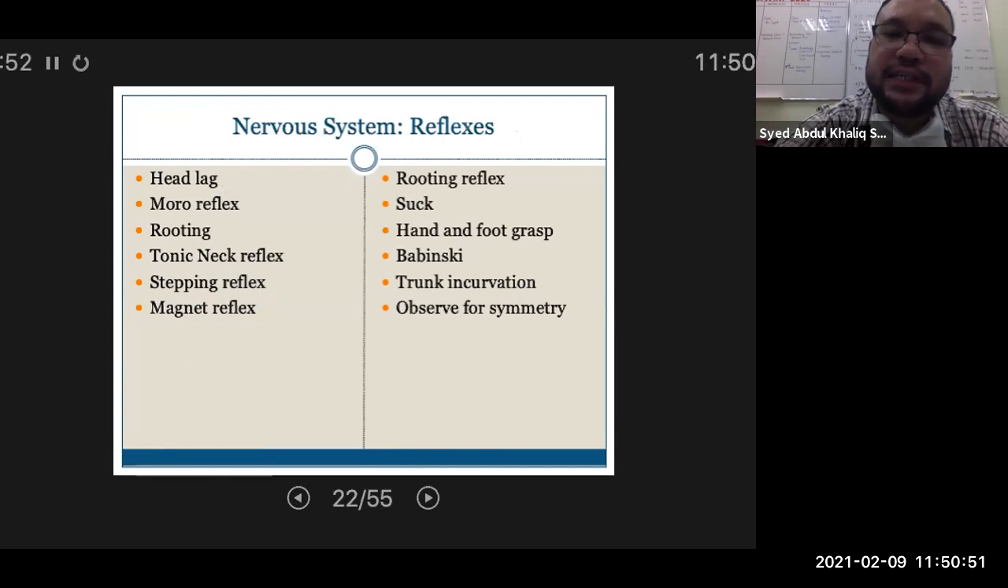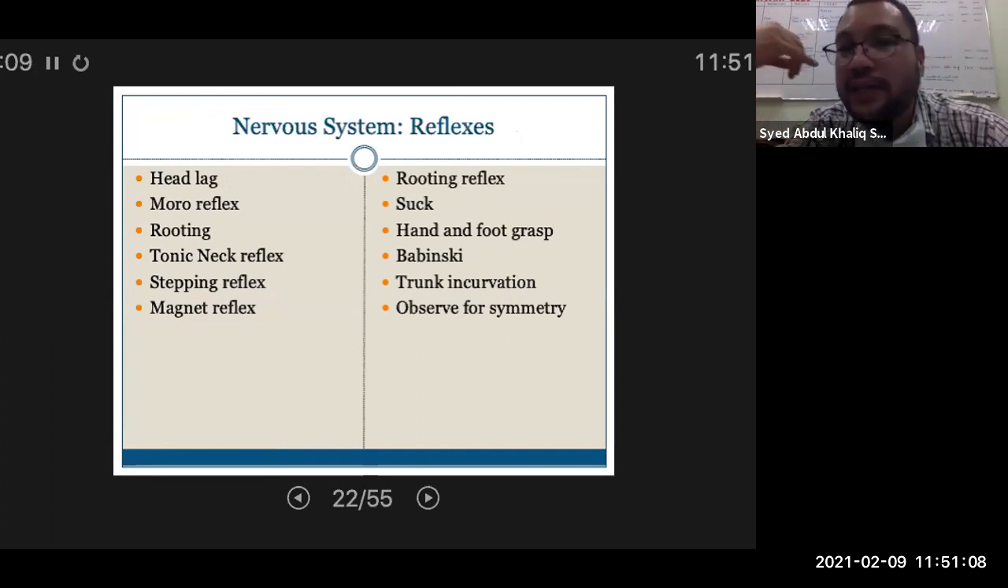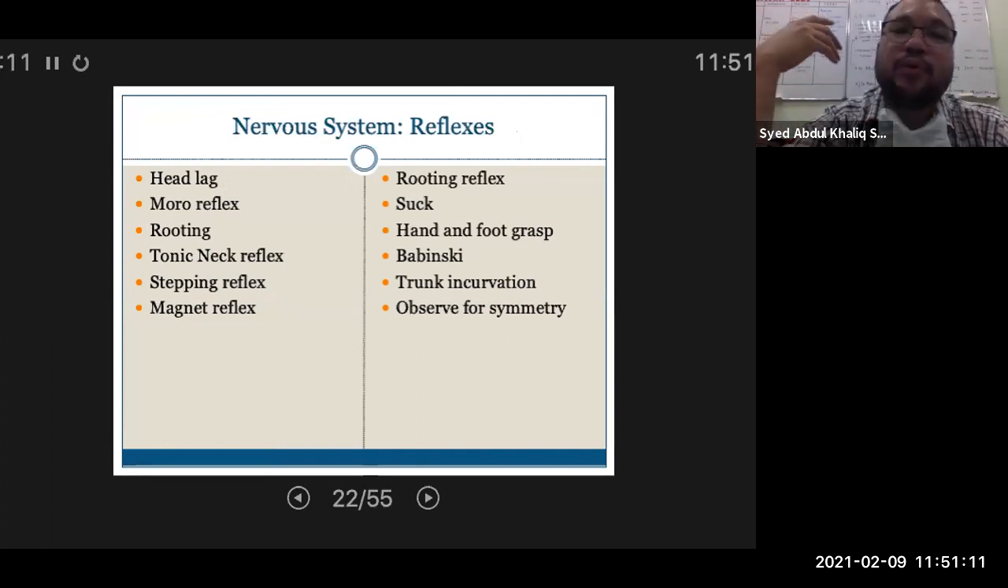And then we assess the nervous system as well. What do we assess? We assess for the primitive reflexes. What are the primitive reflexes? Rooting reflex: when you stroke something on the baby's cheek, the baby will search for it. So this is the rooting reflex. Sucking reflex: if you put anything inside the baby's mouth, the baby will start to suck. So these are primitive reflexes.